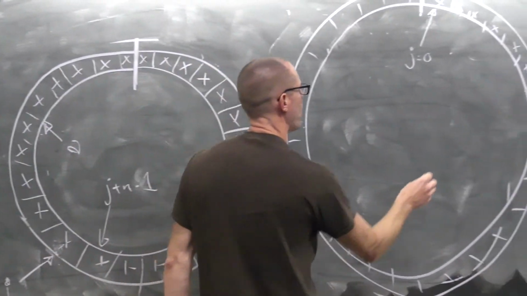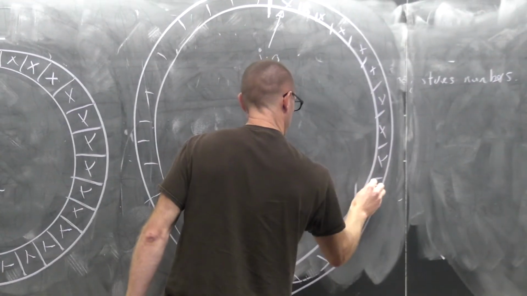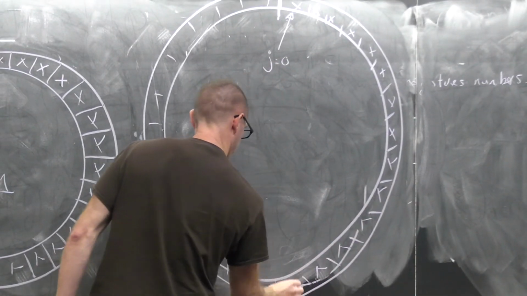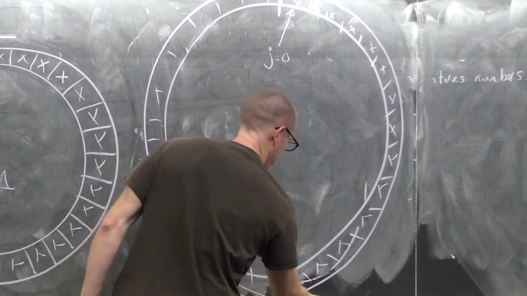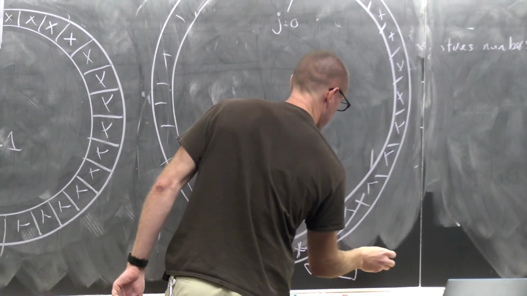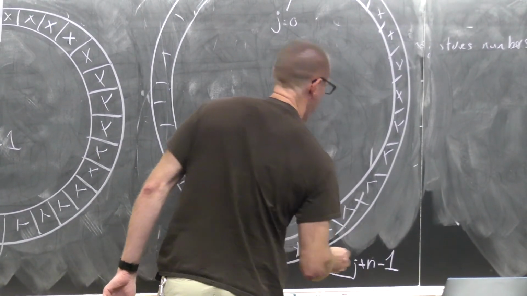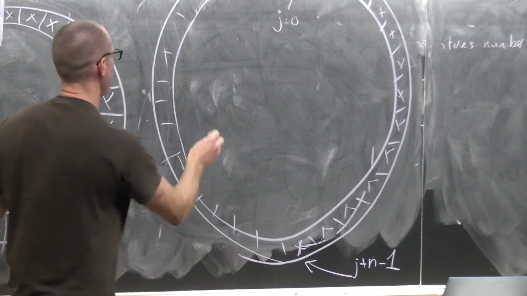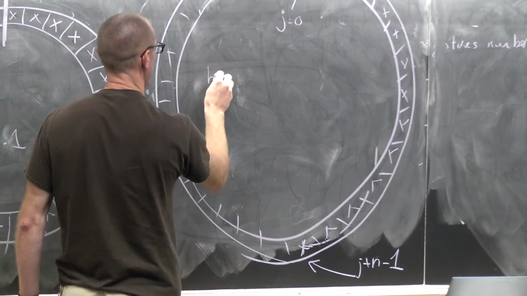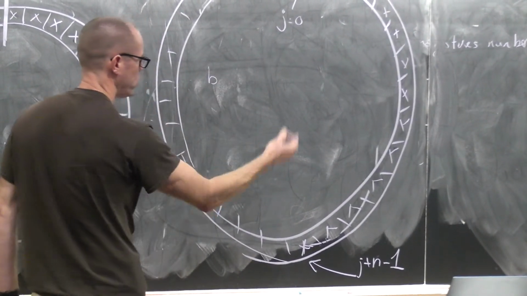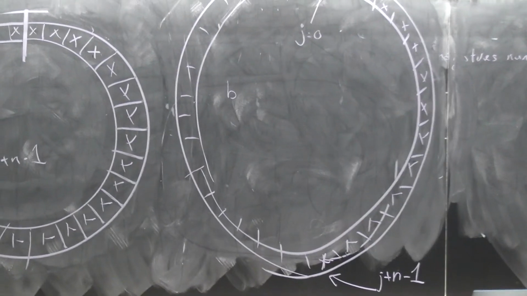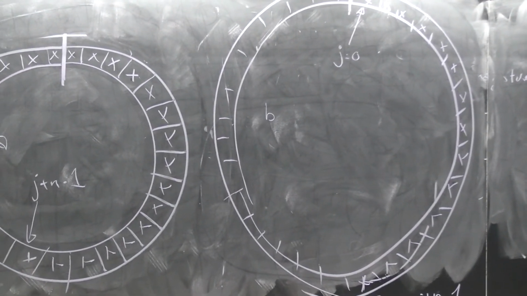Halfway. So we'll copy about halfway around, and then this will be j plus n minus 1. That's n items. And this guy here, we'll call it b, his length is going to be 2 times n, so that's halfway around. Okay.